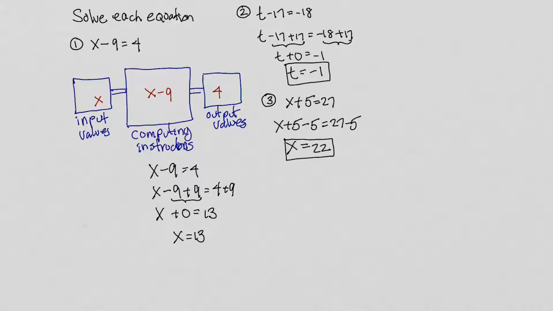Now, you might want to run a check. If you put that 22 back in here, 22 plus 5, sure enough, is 27. And we have this equation solved.